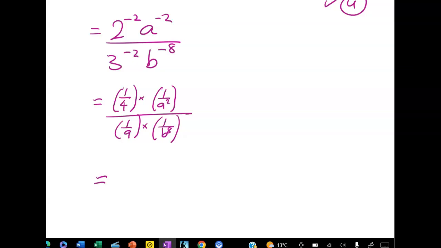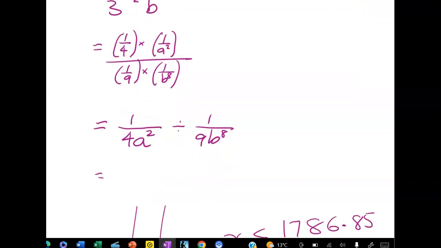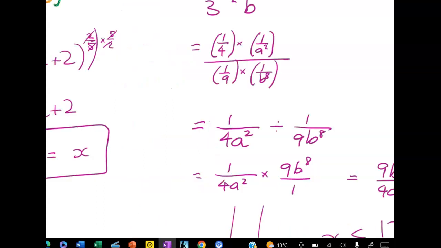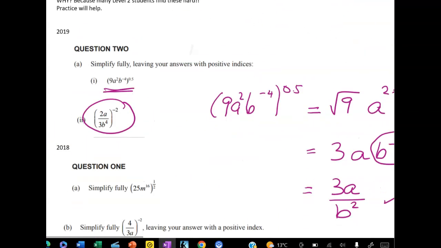So in the numerator, I've got 1 over 4a squared, and in the denominator, I've got 1 over 9b to the power of 8. And we know that when we divide by a fraction, that's the same as multiplying by the reciprocal. So we end up here again with the correct answer, but with a whole lot more work. Okay. All right, on to the next couple of questions. Let's see what we've got left.